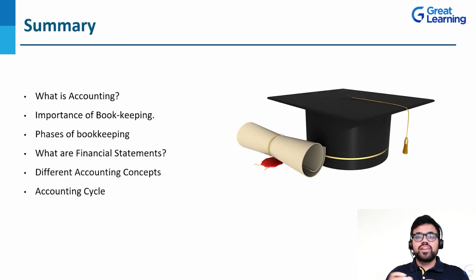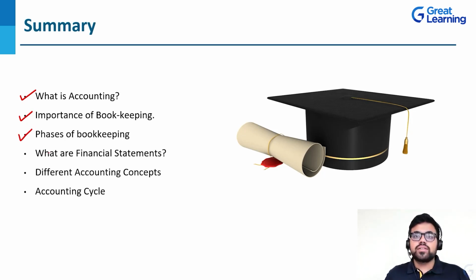Now let's look at what we learned in this course. We started by knowing what accounting is and what the different types of accounting are. Then we moved on to knowing what bookkeeping means in accounting and what the importance of bookkeeping is. Then we talked about the phases of the bookkeeping process. First is creating a record keeping system. Second is tracking those transactions, right? So that we learned. The third part is reporting these transactions.